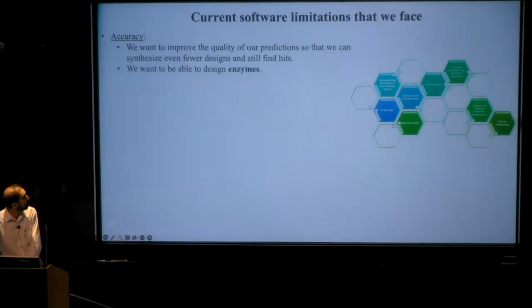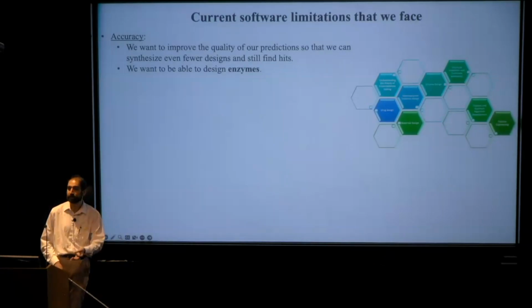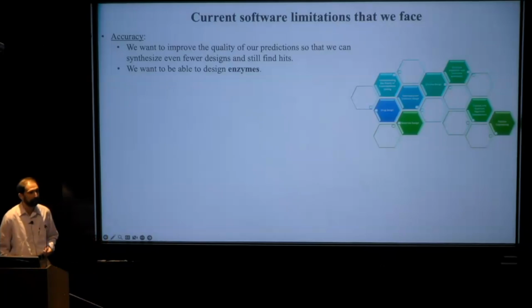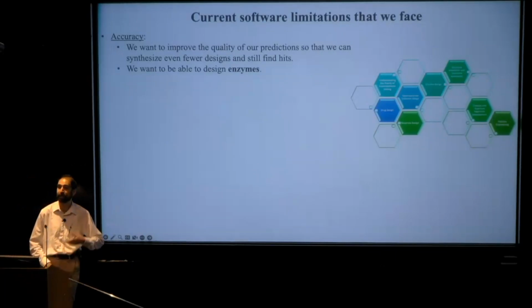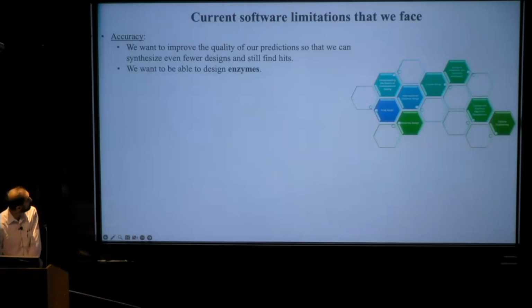And so we've got challenges here. One is accuracy. If we can make our methods more accurate, then we have to screen fewer designs in order to find a hit. If we had a success rate of 1 in 10, then we have to screen 10 designs. But if we have a success rate of 1 in 1,000, we have to screen 1,000 designs. And I should say also that we want to be able to design enzymes, which is something we're really bad at. There are a few examples of computational design of enzymes. They've never made a good enzyme. So we want to get better at that.